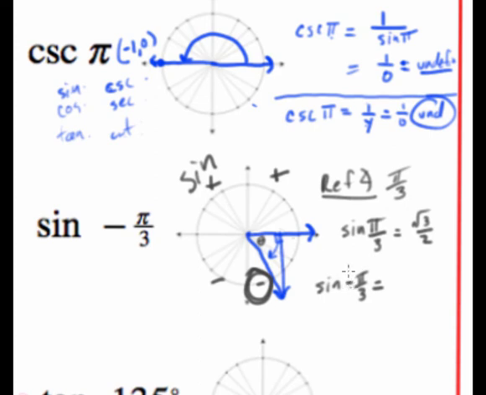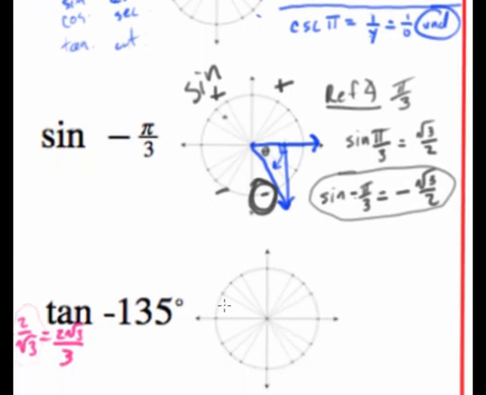So this is the reason we're putting a negative sign. It's not because of the negative angle, because if we had a negative angle that resulted in it falling up here, it would still be positive. We're putting the negative sign in front of the answer because of where the angle falls. It falls in the fourth quadrant, therefore the sign is negative in that quadrant. So the answer is negative square root of 3 over 2. Okay, then one more here.